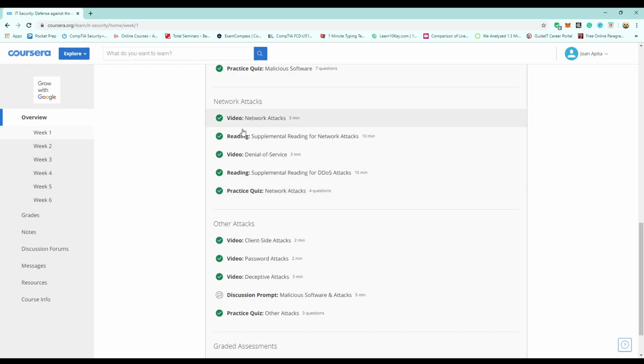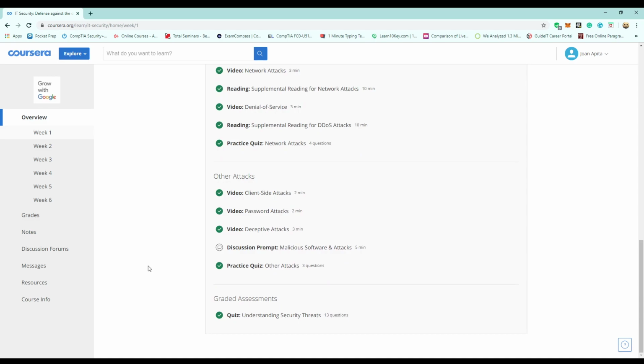Then after that one, there's a practice quiz. Then other attacks: client side attack, password attack, deceptive attacks. Then there's a quiz after the lesson. Here in the graded section, there's a graded assignment, understanding security threats. So that's week one.